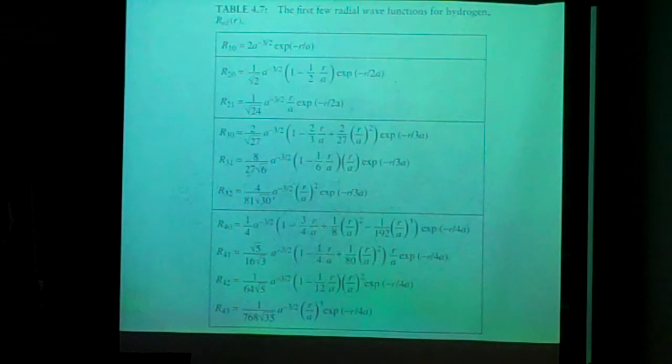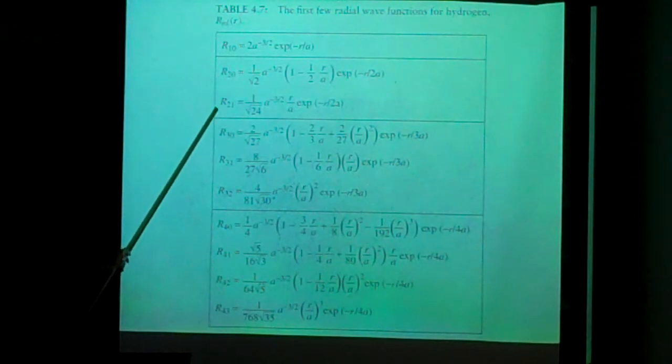What's a polynomial of degree 0 in r? 1. Yeah, constant, right? It's just a constant. So this is just the overall normalization constant set by normalization, 2a to the minus 3 halves, e to the minus r over a. So that's the radial part for the ground state wave function for our hydrogen atom.